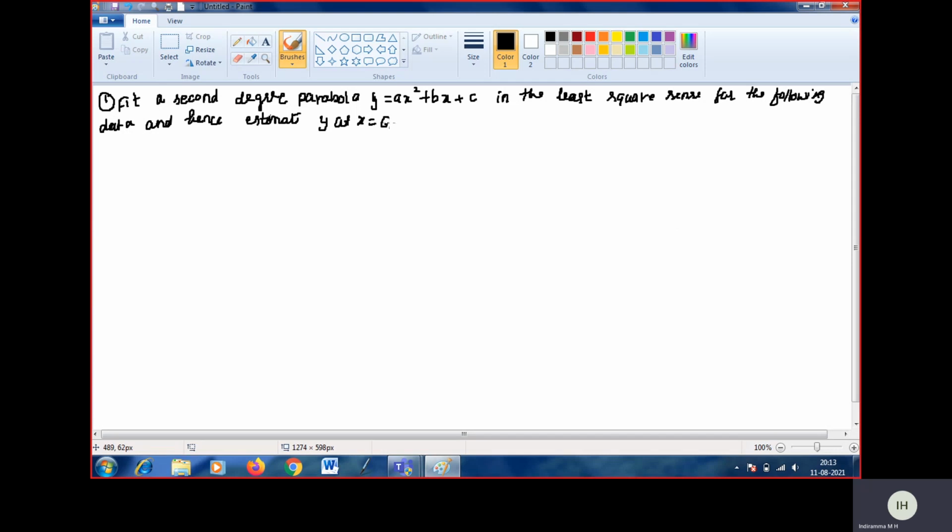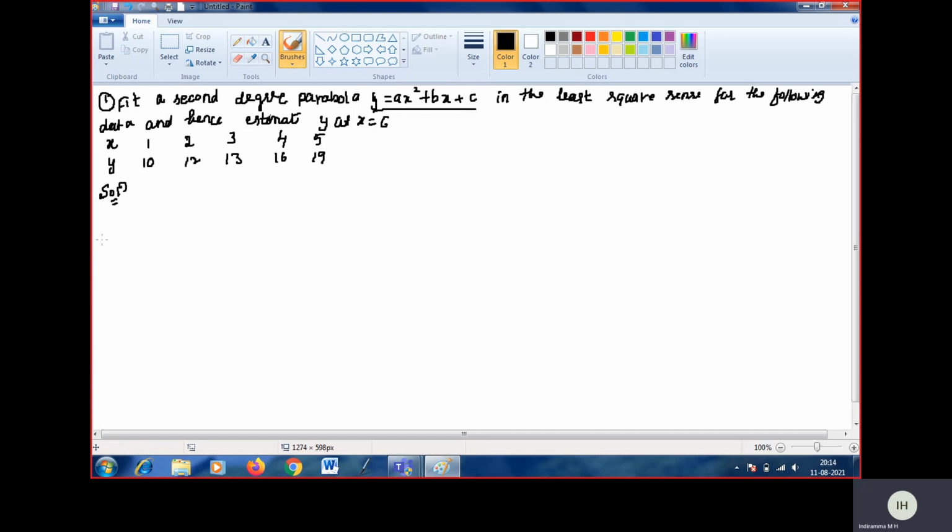So write down the data what they are given. So x and y is given. When x is 1, y is 10; 2, 12; 3, 13; 4, 16; 5, 19. So this is a given data. For the given data, we have to fit a second degree parabola in the form y is equal to ax square plus bx plus c. Right? So now I will go for the solution.